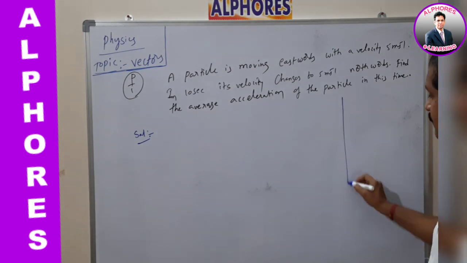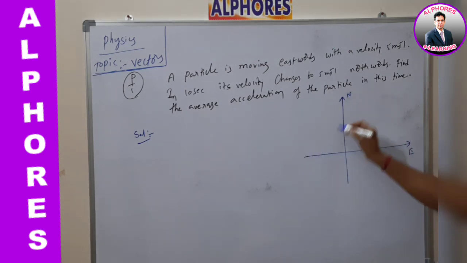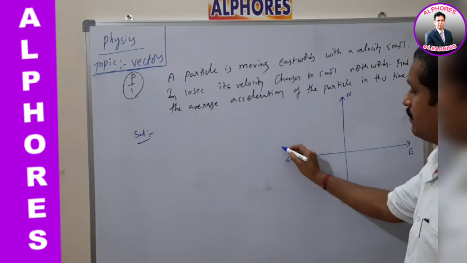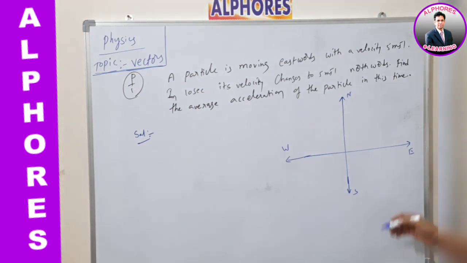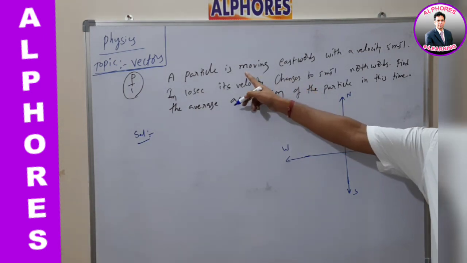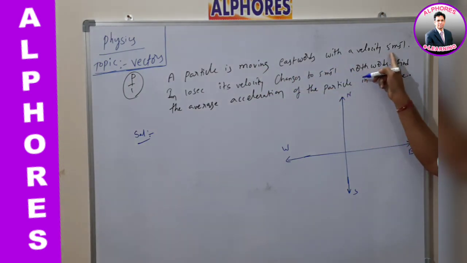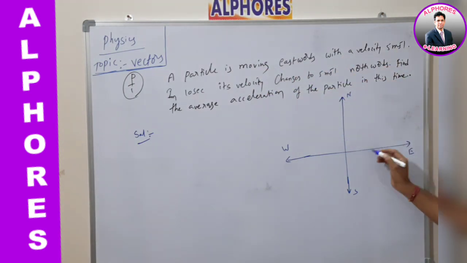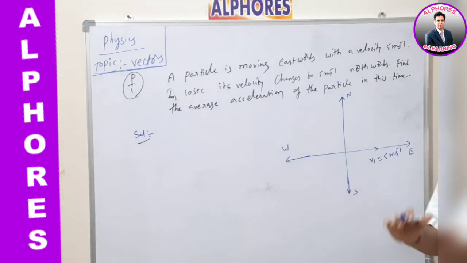Now listen carefully. This is east, this is north, so this is nothing but west, and this is south. We know already as per our basics. Now listen carefully. Initially the particle is moving eastward with how much velocity? 5 meter per second, right? Let us say v1 is equal to 5 meter per second. That means here v1 can be taken as initial velocity.